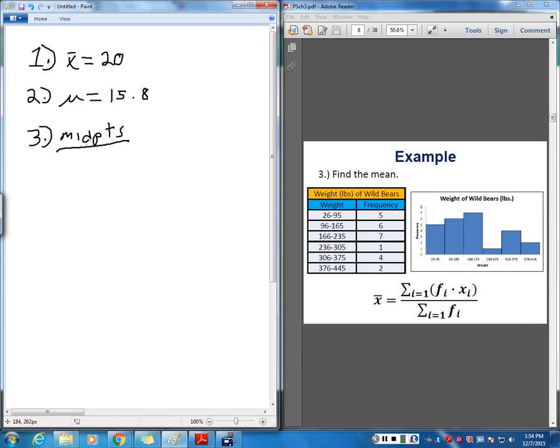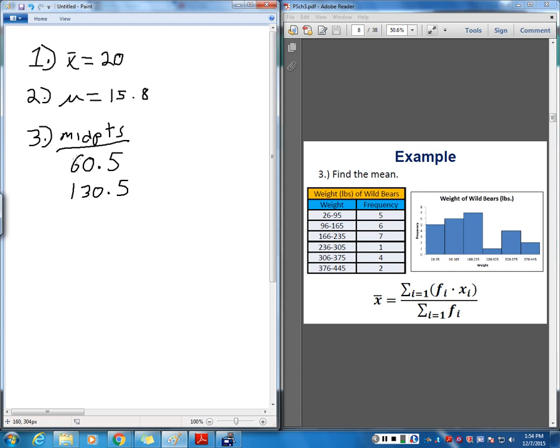Well, the midpoint of 26 and 95 would be 26 plus 95, and divide that by 2. So you get 60.5. All right, for the next class, 96 through 165, you would add those two numbers together and divide them in half, and you get 130.5.